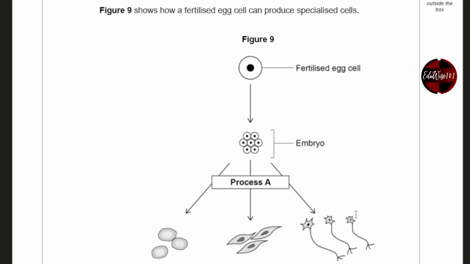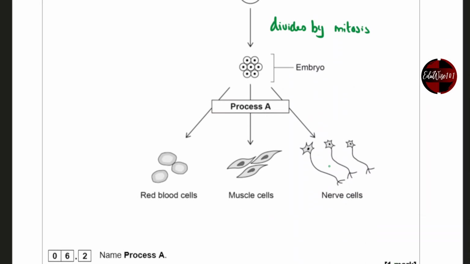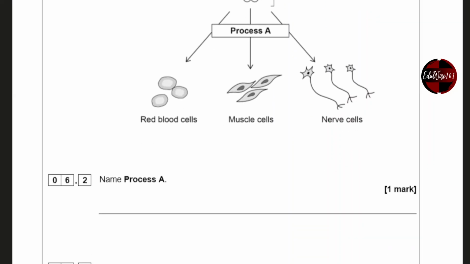Figure 9 shows how a fertilized egg cell can produce specialized cells. So you've got a fertilized egg cell, which divides by mitosis. Right, let's write that down. Divides by mitosis to form the embryo, and then it divides by process A to make red blood cells, muscle cells, and nerve cells, and all the different types of cells. Name process A. That is cell differentiation or simply differentiation.